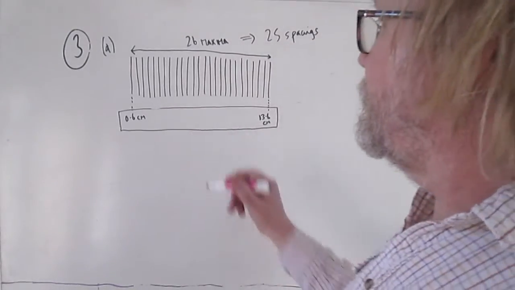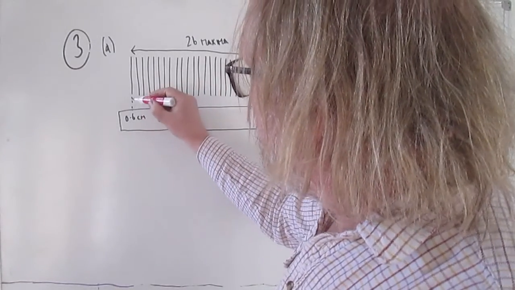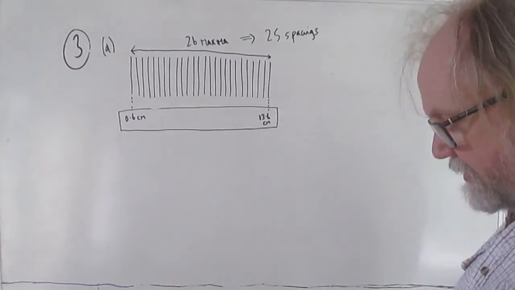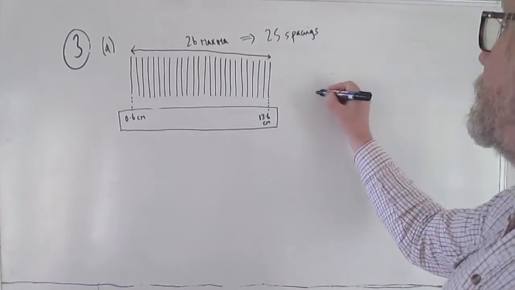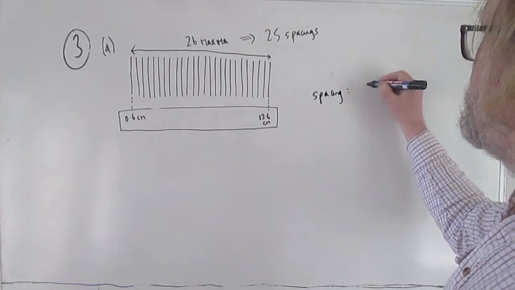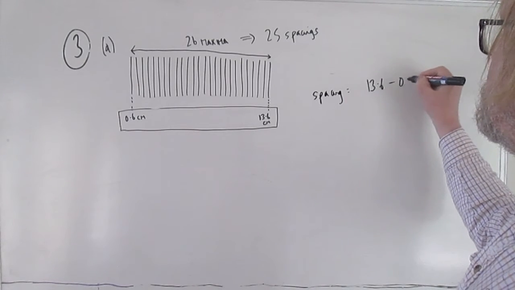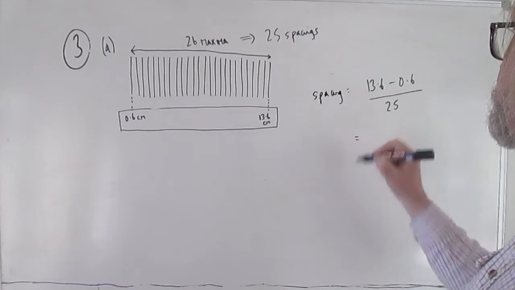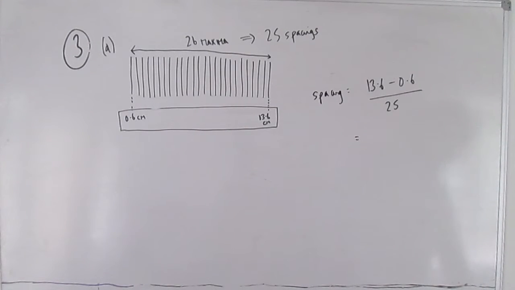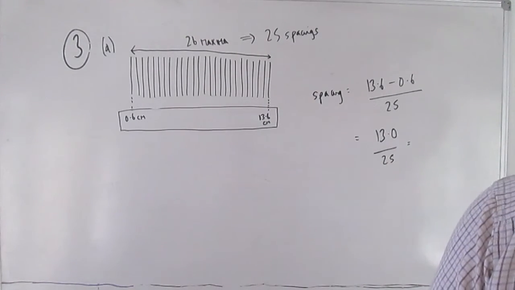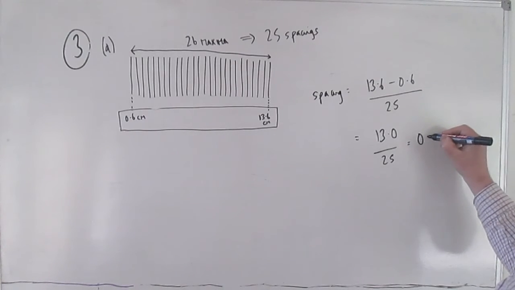So if you do that, you find that this one comes out about 0.6 centimeters, this one comes out about 13.6 centimeters. So you get that the spacing is equal to 13.6 minus 0.6 divided by 25, which is 13 over 25, which is 0.52 centimeters.